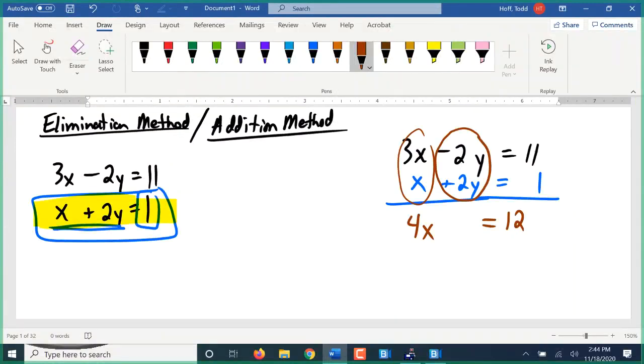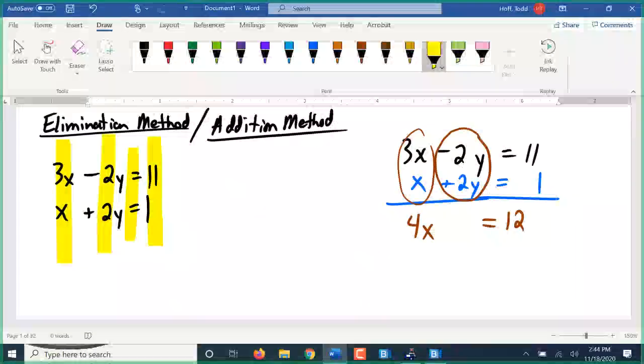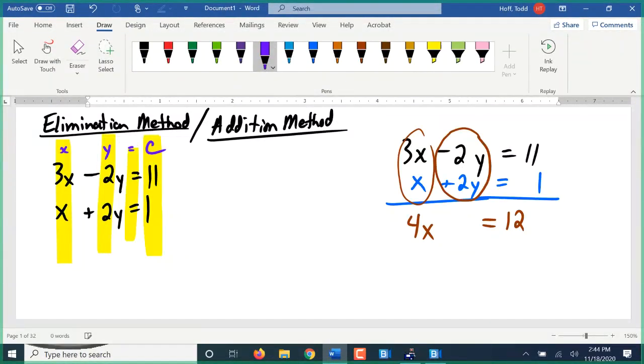Now, some keys here that I'm going to point out before I continue with that problem. It has to be lined up, the x's, the y's, equal signs, and then we refer to these as the constants. Those are the constants. There's no variable in those. They have to be lined up like that. X's, y's, equals, constants. So that's the first thing that has to happen.